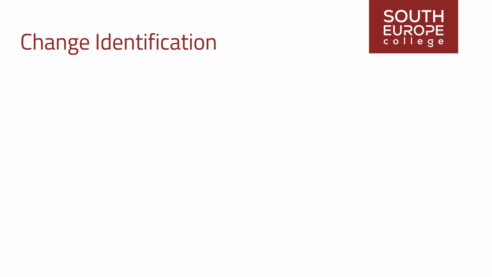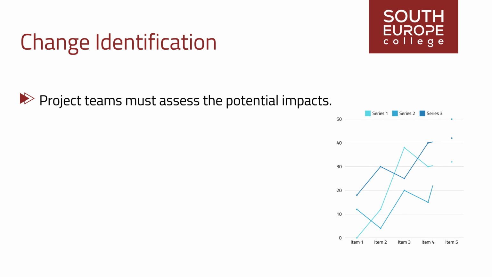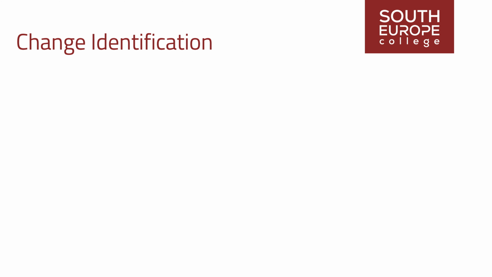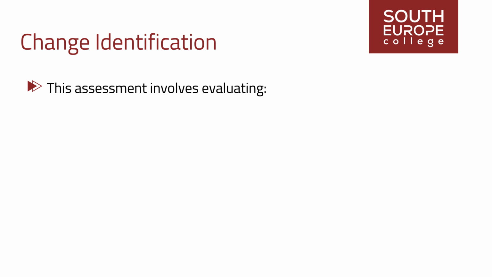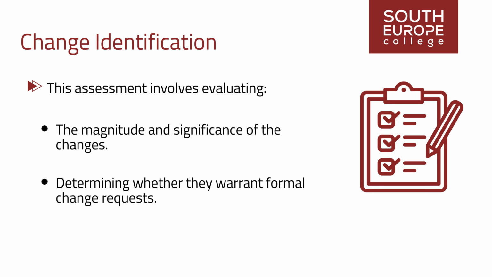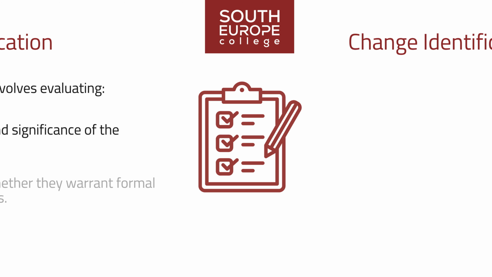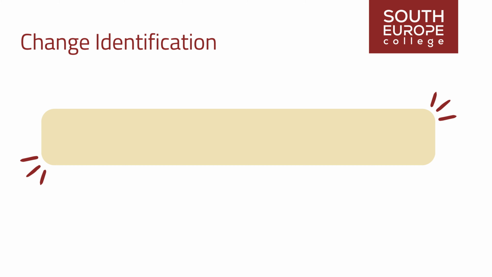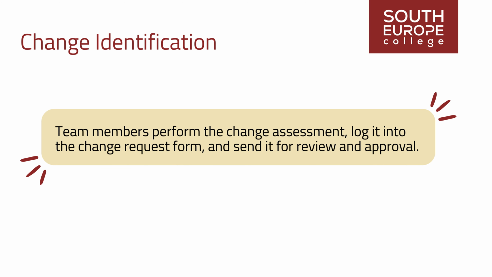As project teams identify changes resulting from adjusted risk responses, they must assess the potential impacts on project objectives, constraints, and stakeholder requirements. This assessment involves evaluating the magnitude and significance of the changes and determining whether they warrant formal change requests. A change request form is usually used in this process, where the team members perform the change assessment, log it into the change request form, and send it for review and approval.